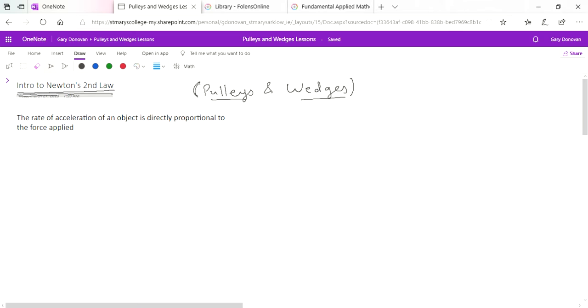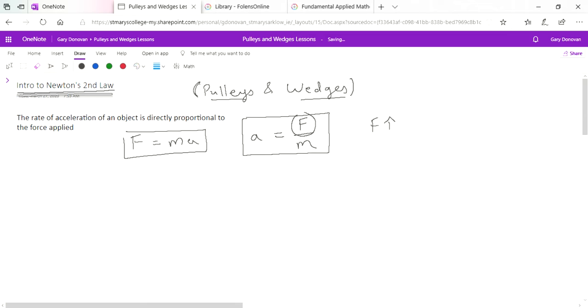Last video we introduced Newton's second law, and Newton's second law was F equals ma. What we learned from it really is that a, the acceleration of an object, is equal to its force divided by its mass. And looking at this equation, and you should always try and look at equations and say what do they mean, this tells us that if the force number gets bigger, if force increases, the acceleration will increase.